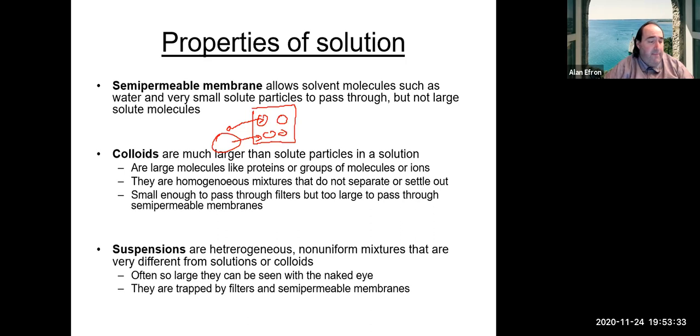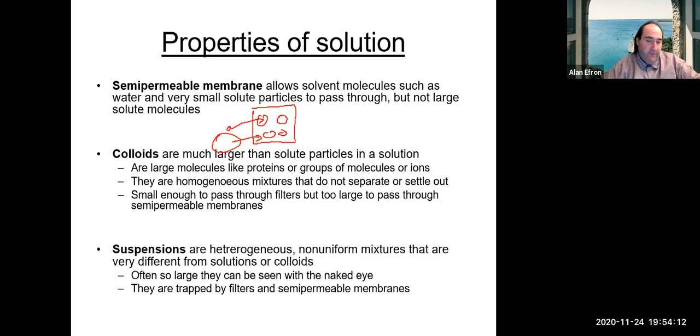We also have suspensions, which are heterogeneous substances. Heterogeneous, just like heterogeneous mixtures, means you see different phases or layers. These are non-uniform mixtures. They're often large enough that you can see them with your naked eye. They're trapped by filters and membranes as well. So if you took something like sand and water and tried to pour the sand through a filter paper, it's not going to go through. That would be your suspension in that case.